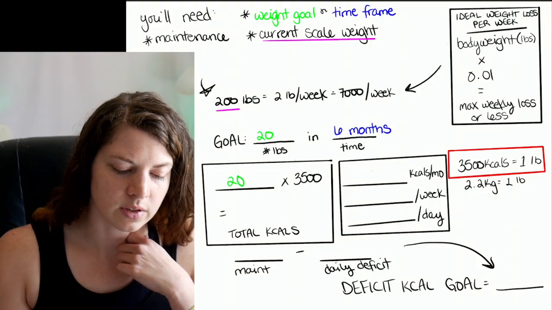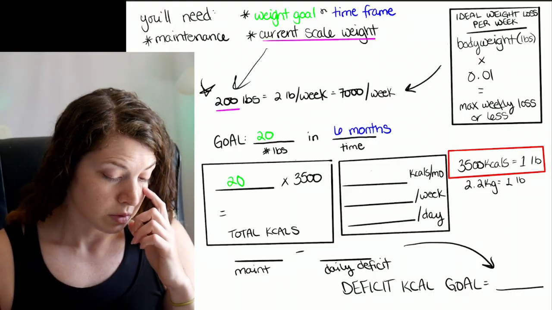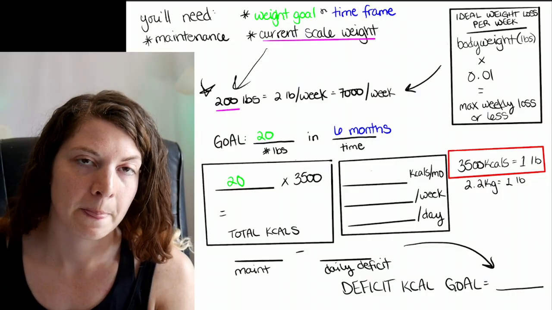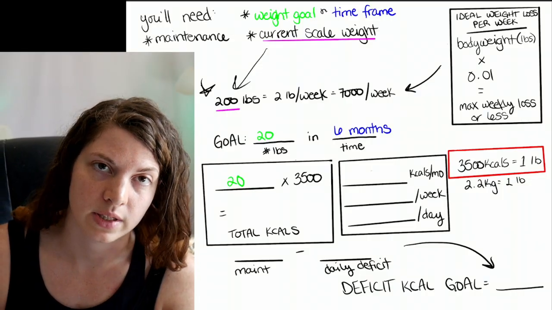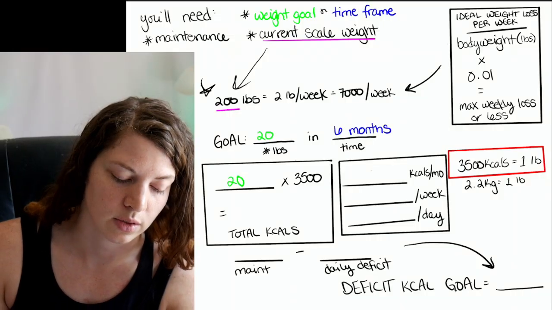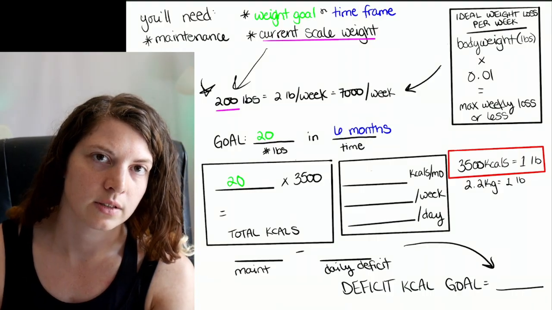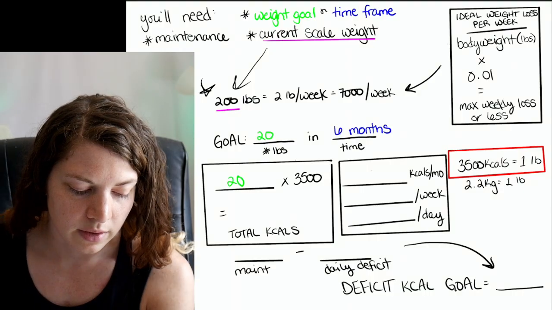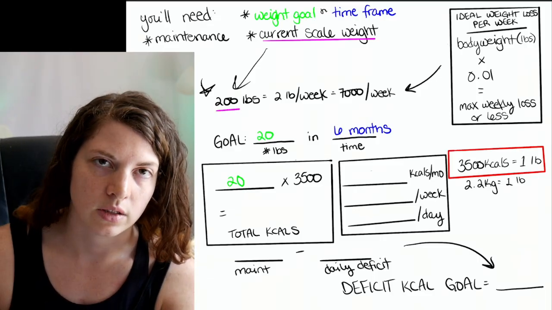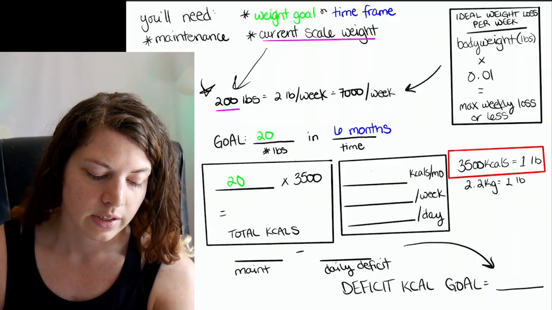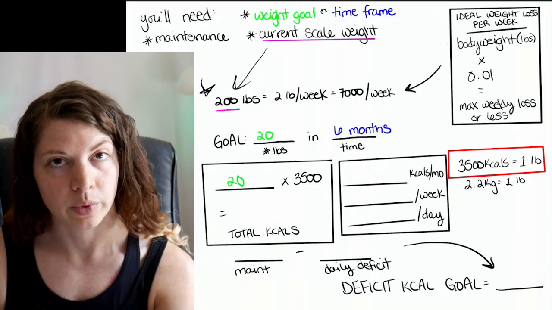So in order to find that, first we're going to take your current body weight and plug it into this first spot here. We're going to have our 200 pounds as an example. We're going to multiply it times 1%, which is 0.01. For the 200 pounds, 1% is 2. So the recommended max loss per week that you'll want to see is 2 pounds per week.